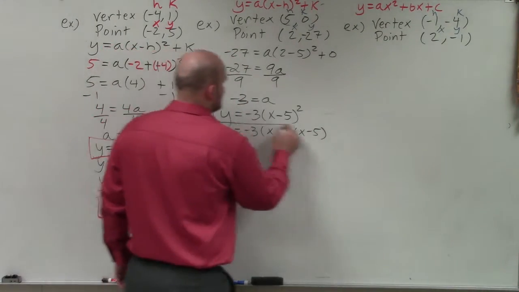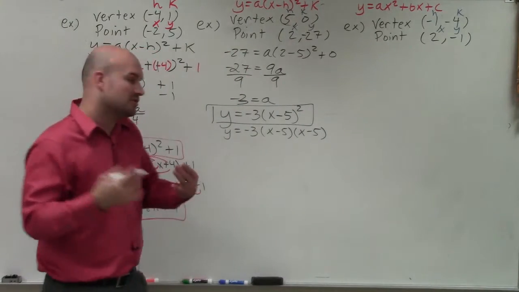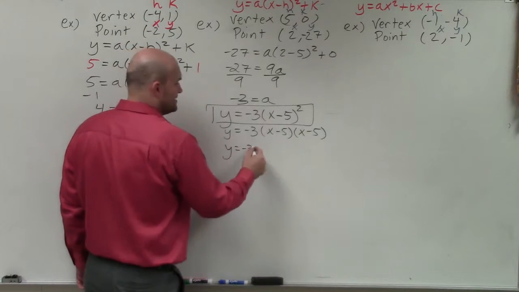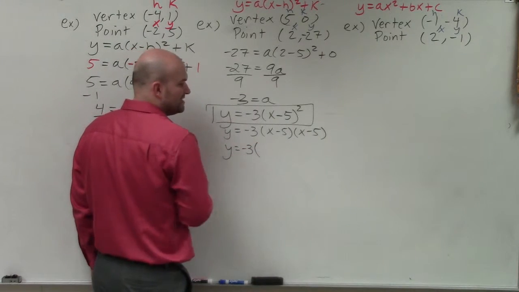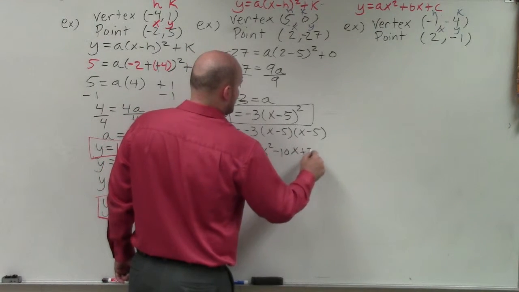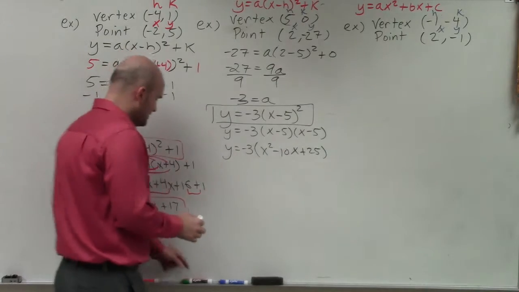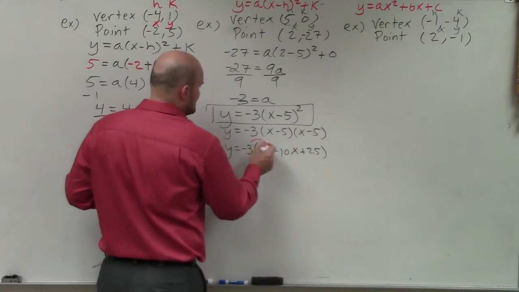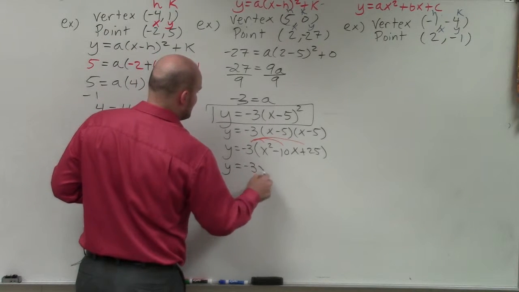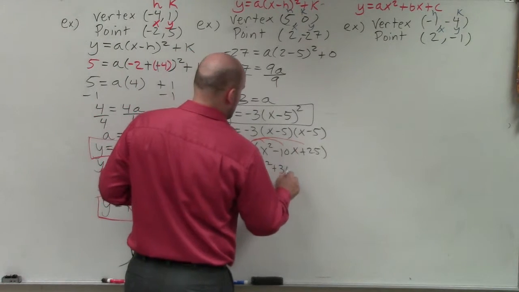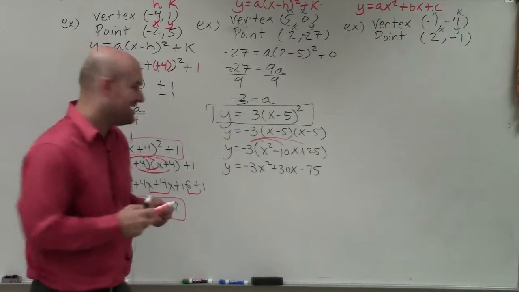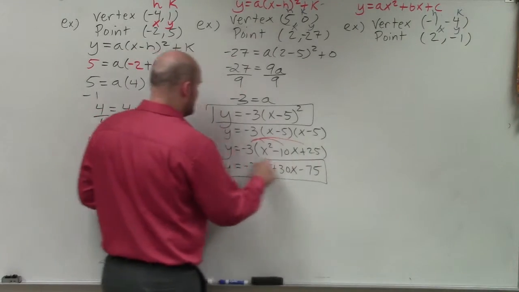First of all, that's vertex form. Just to apply FOIL here, I get y equals negative 3. When you have a multiplier, just multiply these out, and use parentheses to multiply the negative 3 at the end. So what I have is x squared minus 10x plus 25. Then I need to distribute this negative 3 to each and every one of these terms. So my final answer is y equals negative 3x squared plus 30x minus 75. Ta-da! And that is your equation in standard form.